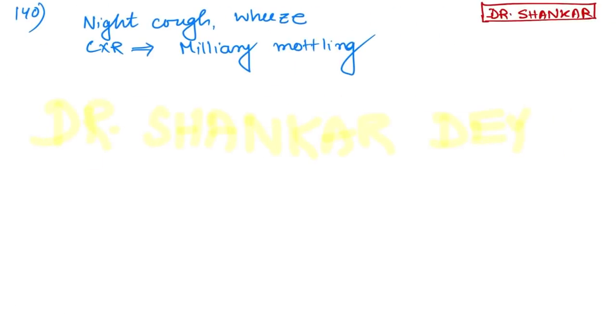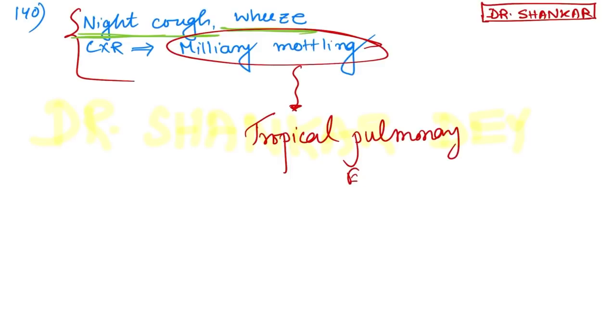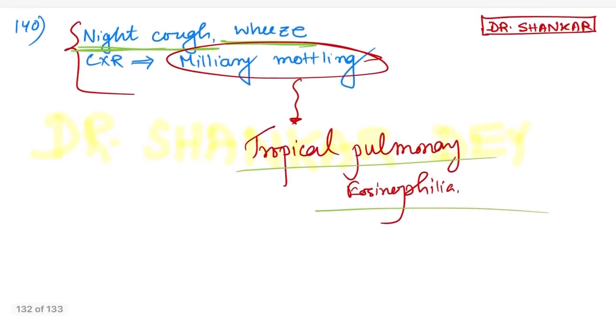Then question number 140, a very long clinical scenario based question was there. History of night cough, wheezing, on chest x-ray miliary mottling was there. I think eosinophilia was also high in the options. This is the presentation of tropical pulmonary eosinophilia. I may be wrong, but I think this is the answer. Tropical pulmonary eosinophilia. A very long question was there.